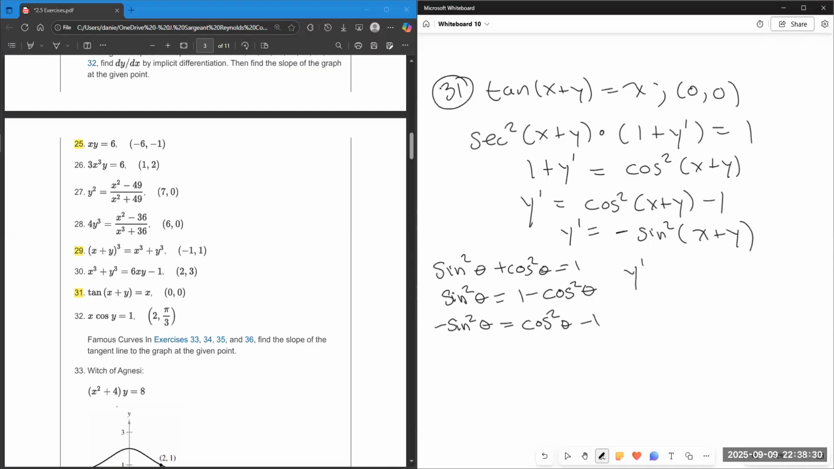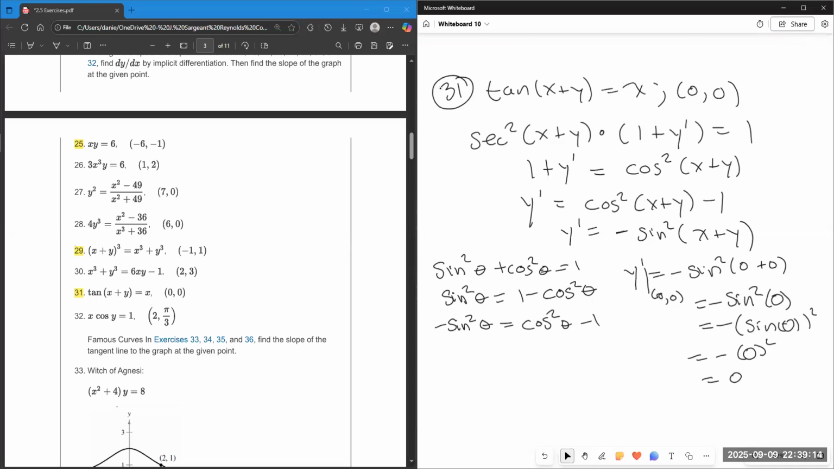Now we can evaluate it at 0, 0. So negative sine squared of 0 plus 0 would be negative sine squared of 0. So say negative sine of 0, squared. Negative 0 squared is 0. Right? 0 squared is 0. Negative 1 times 0 is 0. The answer is 0.